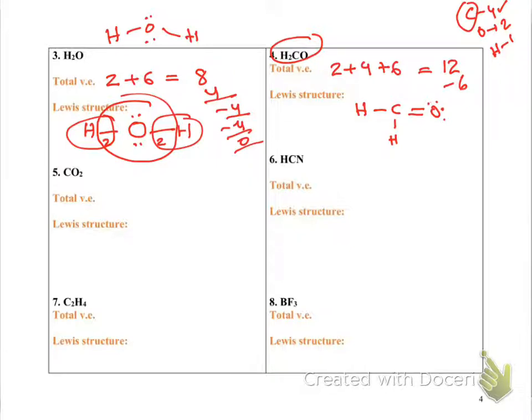Next is HCN. First step, calculate the total number of valence electrons. Hydrogen is 1, carbon is 4, nitrogen is 5, total is 10. We have 10 electrons available to give an octet to each and every element. Carbon makes 4 bonds, nitrogen makes 3, hydrogen makes 1. So we can put carbon in the middle, nitrogen here, hydrogen here. Step number 2, this is a rough arrangement. Step number 3, connect them with a single bond.